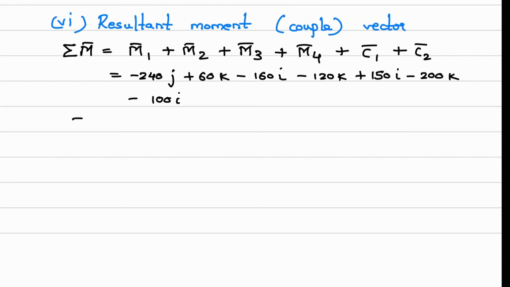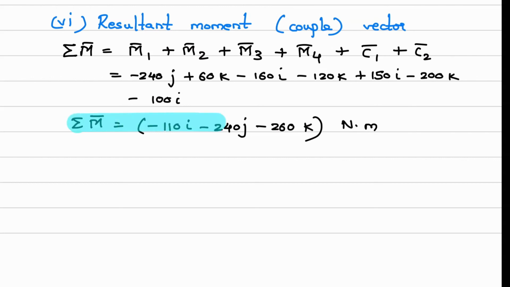So here we can find the final answer. The resultant moment vector is equal to minus 110i minus 240j minus 260k. The unit of this will be Newton meter. So we have completed the numerical on the resultant of a general force system in space.